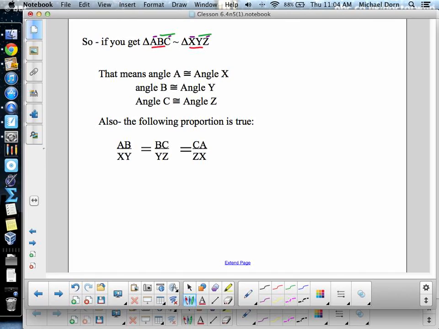This is a similarity statement right here. If it asks for a similarity statement, that's what we mean. Triangle ABC is similar to triangle XYZ. If it asks for a statement of proportionality, then this is what they're looking for. Or corresponding parts, however you want to call that. The similarity statement is just triangle ABC similar to triangle XYZ.